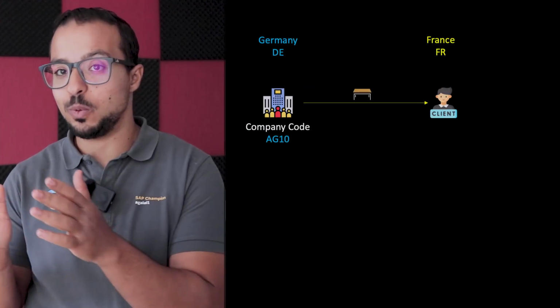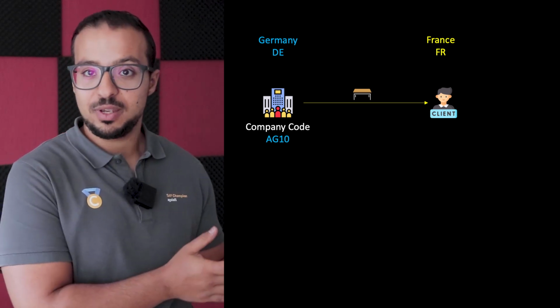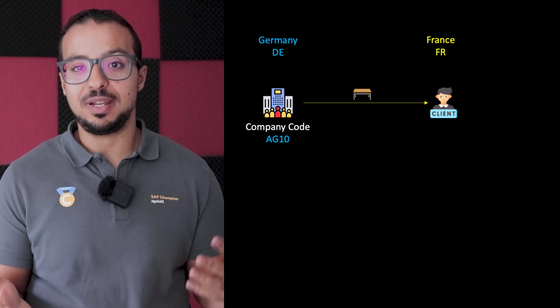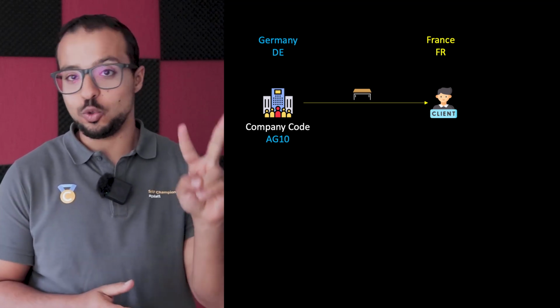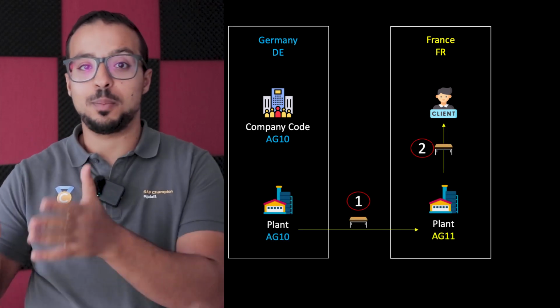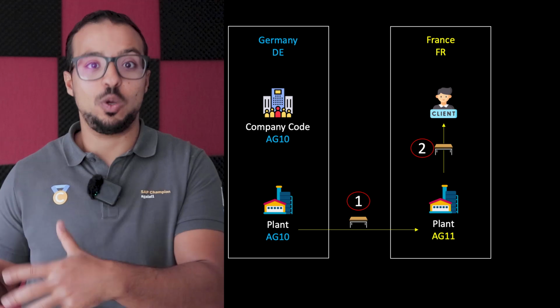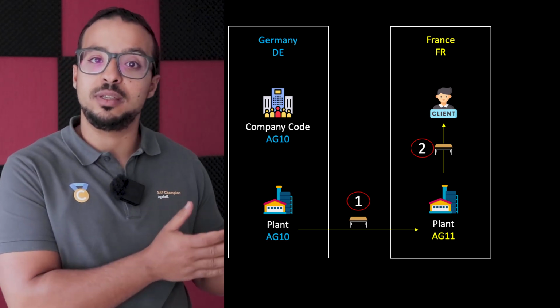Our example today is to sell a product from our company code that's in Germany to our final customer that is in France. Let's say that the product we are selling is a desk. Now the process is actually split into two different parts. The first part is a stock transfer from our plant that is in Germany, where we actually produce the desk, to the artificial plant that we defined in France.